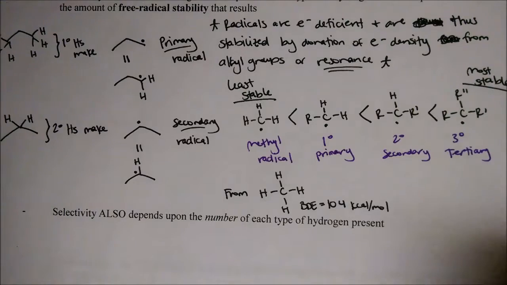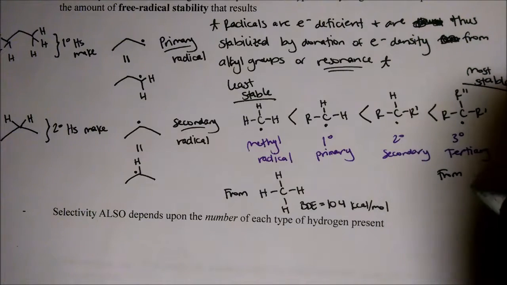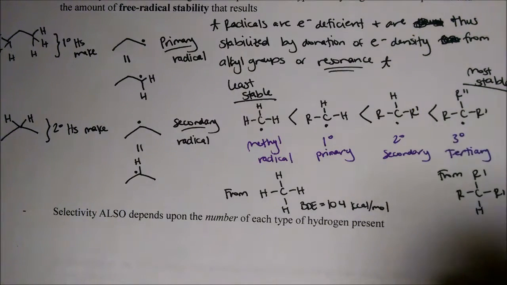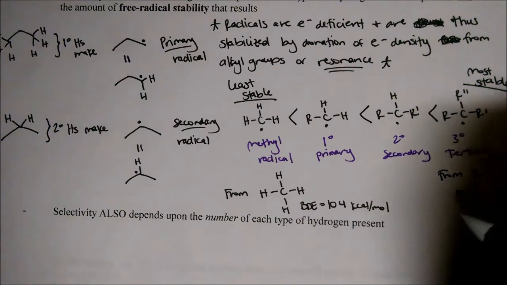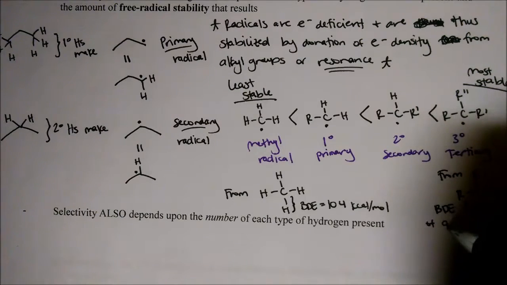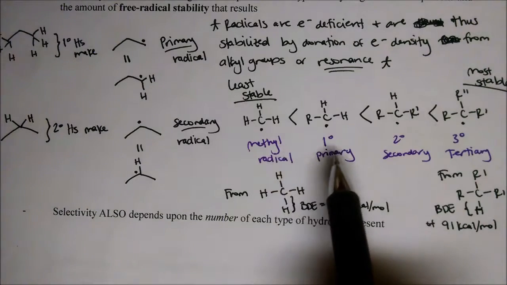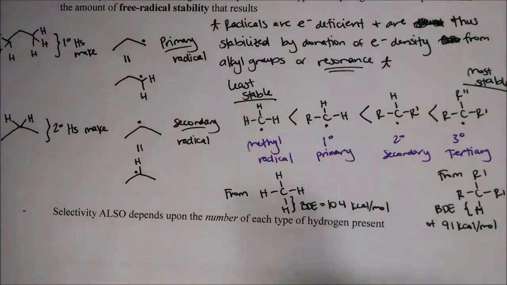Whereas the tertiary radical, right, came from, well, this guy. And in general, if these were all methyls around it, this guy has a BDE of 91 kcals per mole. Okay, and then the trend fits in between these two as well. So they are in between 104 and 91 for these guys.